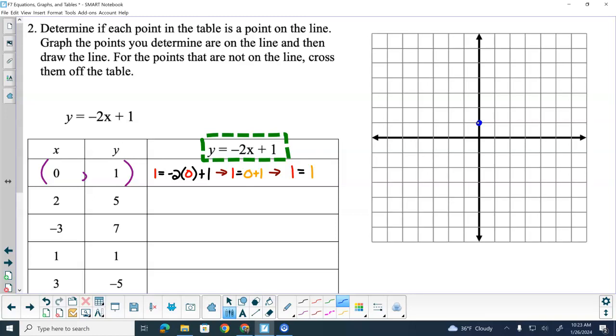Okay? 2, 5. So now I'm going to have 5 as my y value. Plugging it into this green equation.